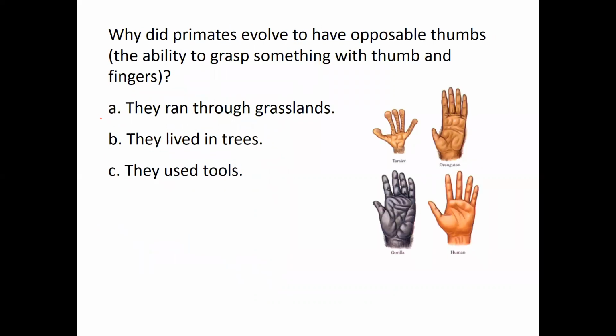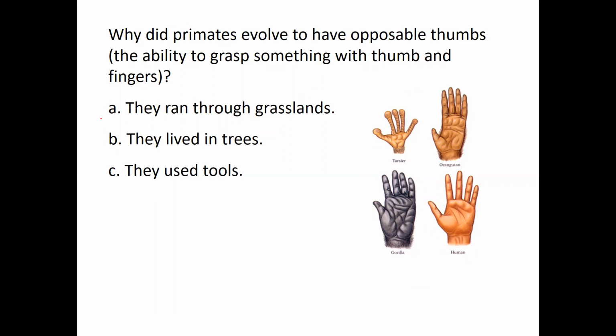And so why did primates evolve to have opposable thumbs? The ability to grasp something with the thumb and the fingers. So if you hold a hammer, the ability to wrap your fingers around it, and then your thumb in the opposite direction, that's an opposable thumb. And that's a hallmark of a primate.